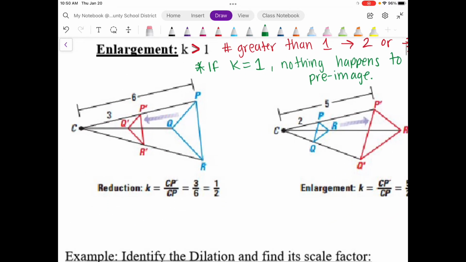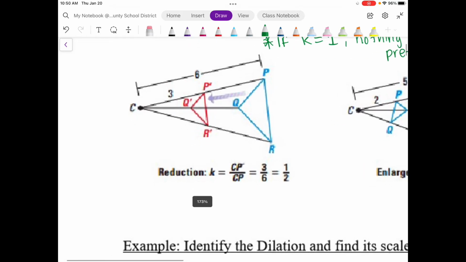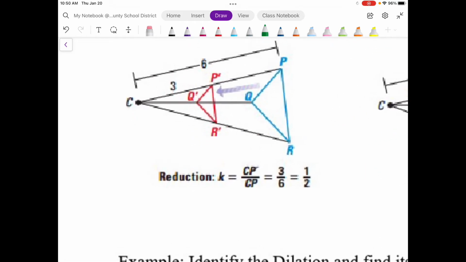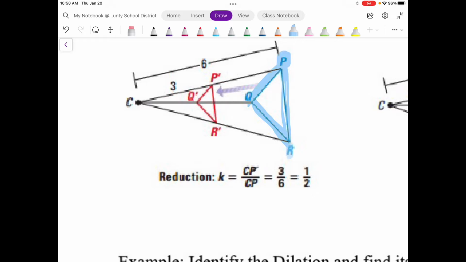So here is an example of a reduction. It's a little bit easier to see since I have color here. But again, we're going from our original pre-image. I know this is the pre-image because when I'm looking at the letters, they don't have the prime next to them. Okay, and then when I compare it to the P prime, Q prime, R prime, for example, this one's getting smaller. So I know this is the new one because it has the prime. So it's going down, it's reducing. Now, you can look at it and say that it's a reduction, but mathematically, here's what you would do, okay?